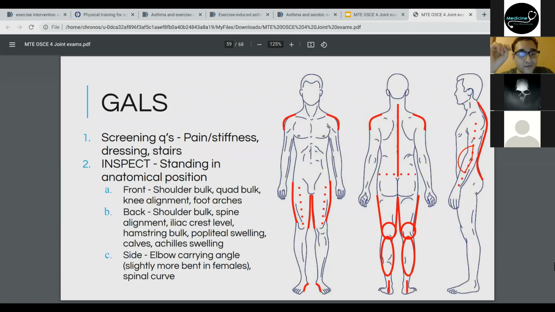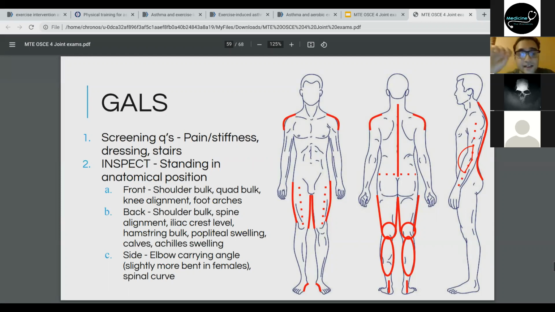For inspection, I'm going to take a sip of water because this is going to be a lot of talking. From the front, you are looking at the shoulder bulk. Remember, you're always looking at both sides for a change in the symmetry. You are looking at the quad bulk. You're looking at the knee alignment. Is it normal? Is it varus? Is it valgus? And you are looking at the foot arch.